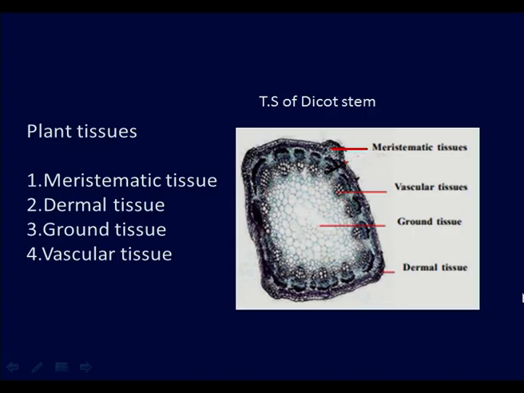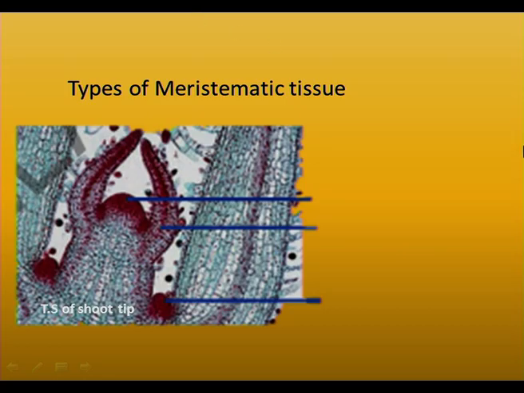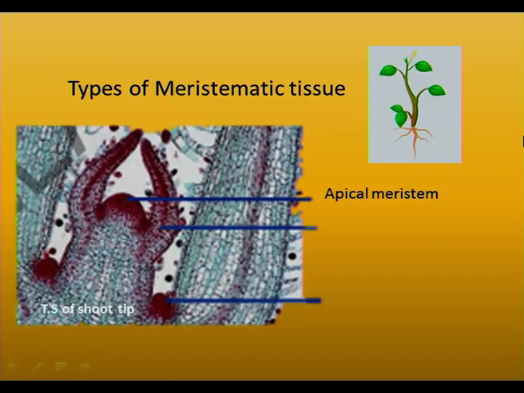Now, first let us see about the meristematic tissue. Types of meristematic tissue. There are 3 types of meristematic tissue. Apical meristem. This tissue is present at the growing tip that brings about growth in length. See, apical meristem is present at the tip of the stem and also the tip of the roots. This brings about the growth of the stem and growth of the root.